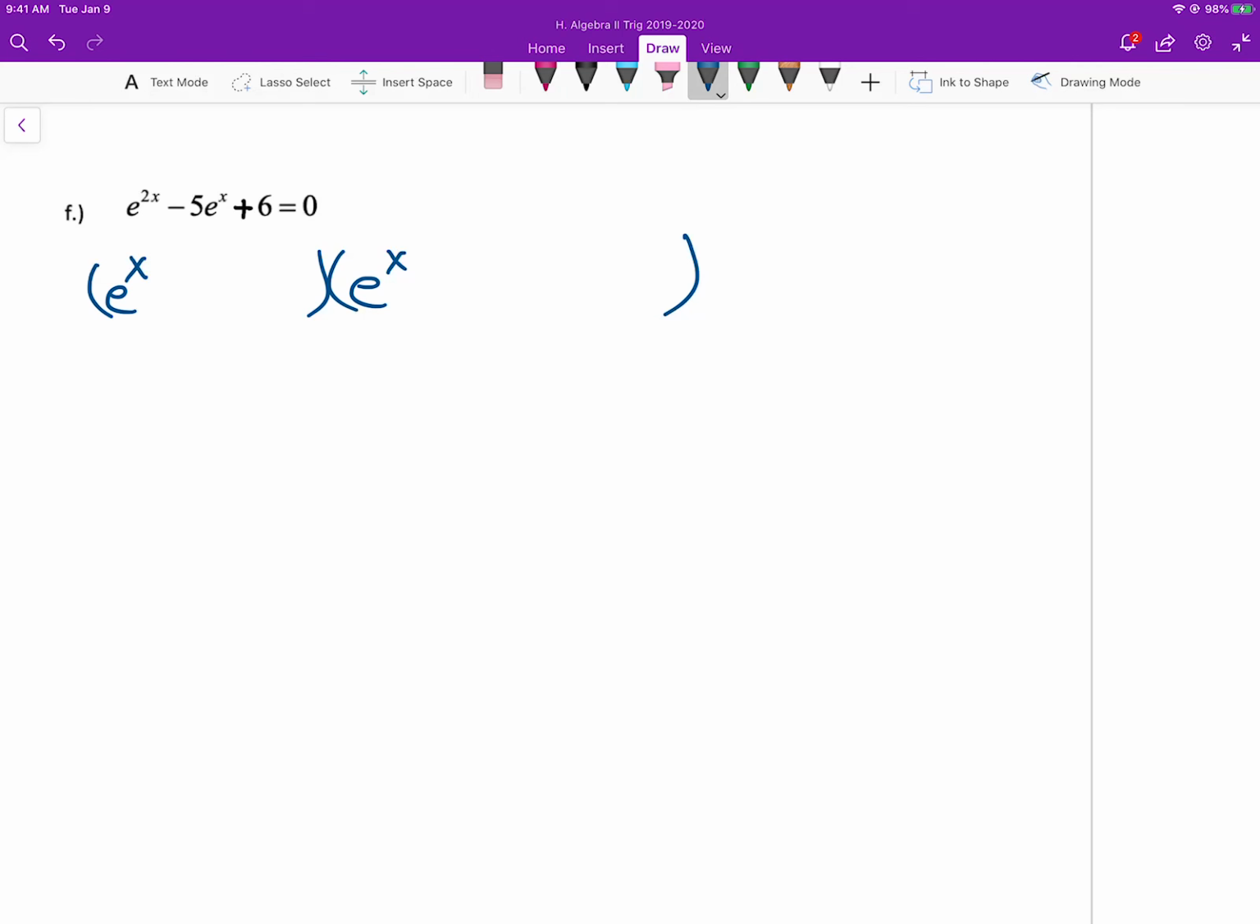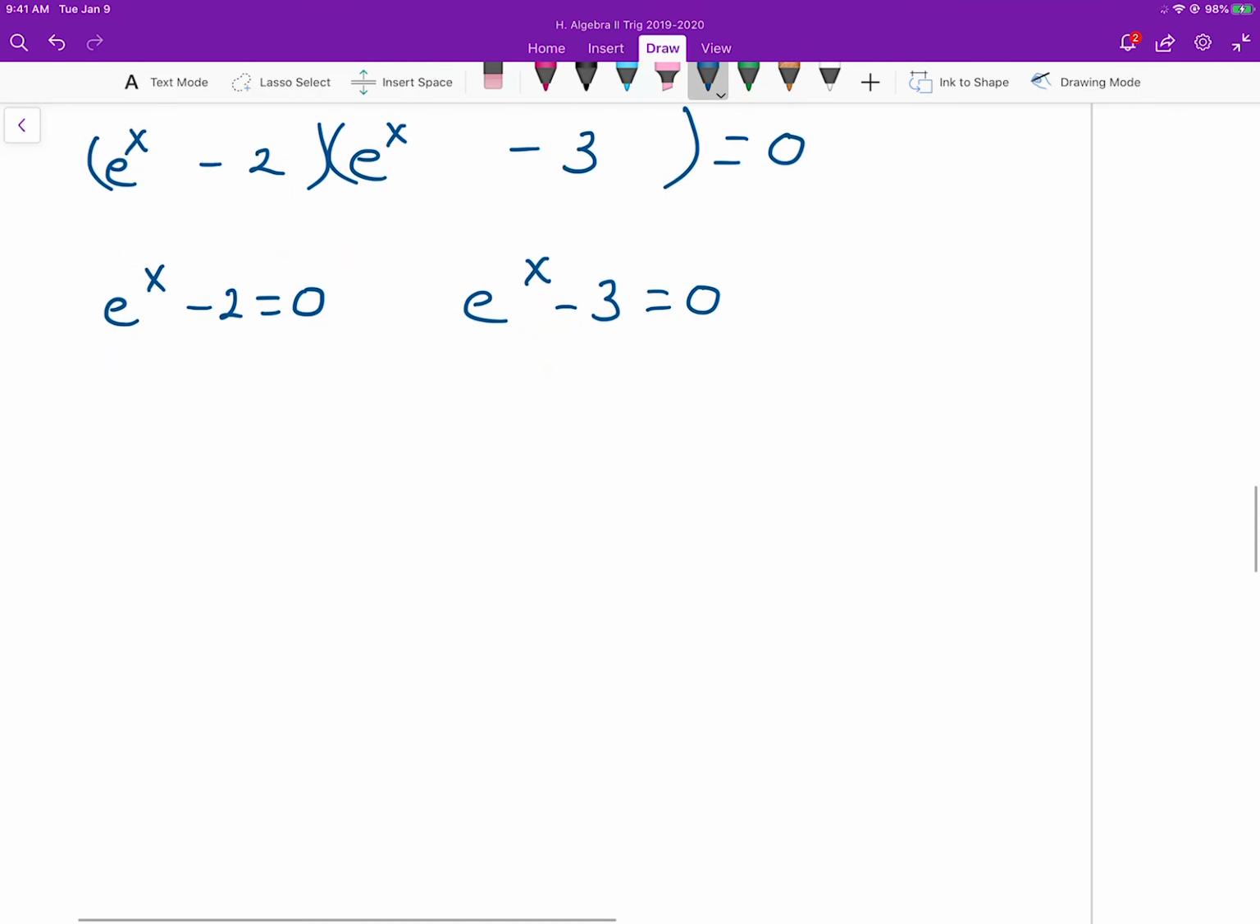And then if we think, are there two numbers that multiply to 6 that will add to -5? And that'll be a -2 and a -3. And then will that work for our middle terms? And -2 e to the x. And then if we add that to a -3 e to the x, we get -5 e to the x. So this is factorable. We set that equal to 0. So after we've factored, we split up each of the factors, set equal to 0, e to the x minus 2 equals 0, e to the x minus 3 equals 0, and we solve each equation.